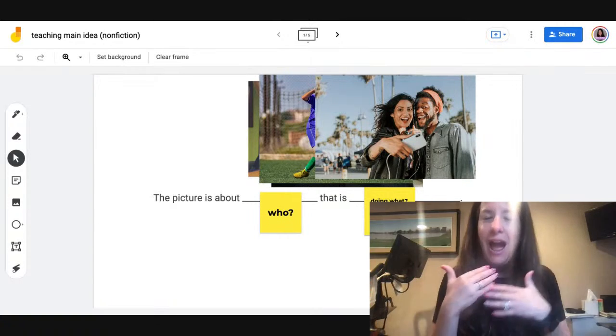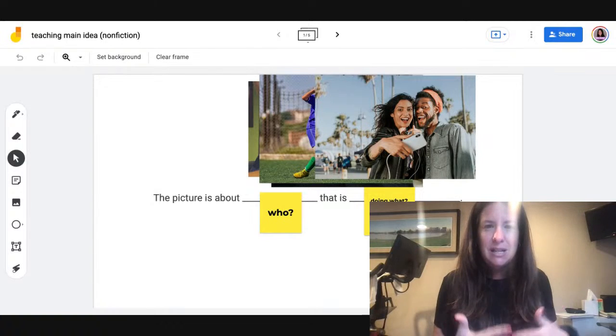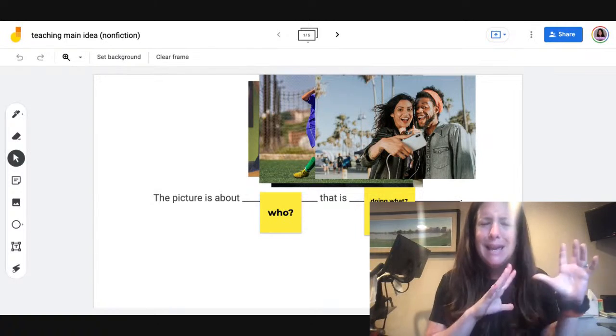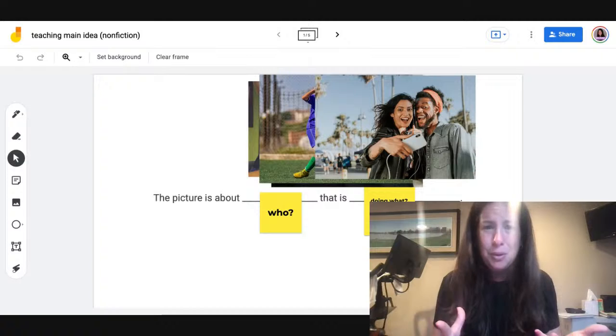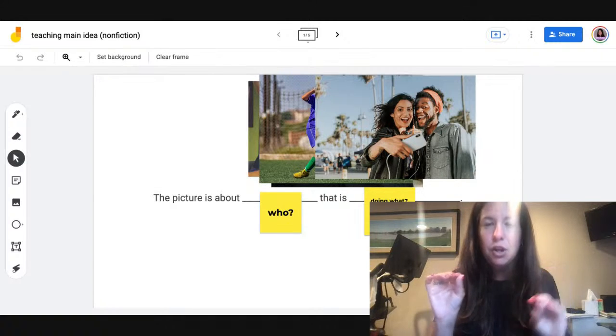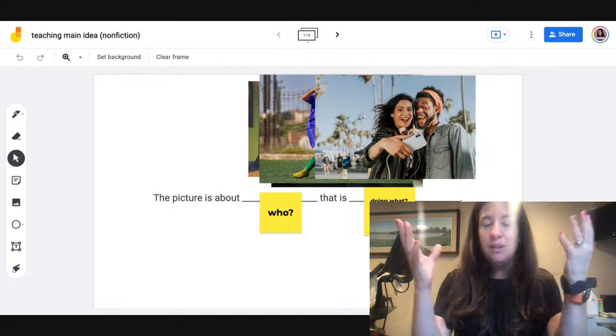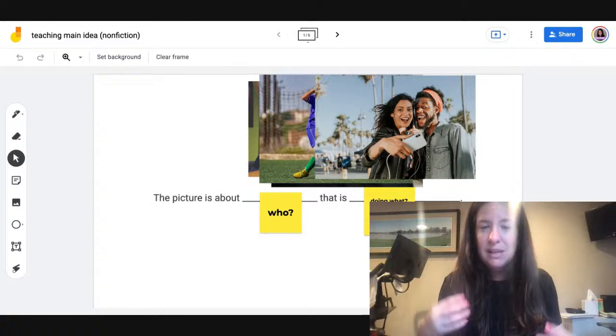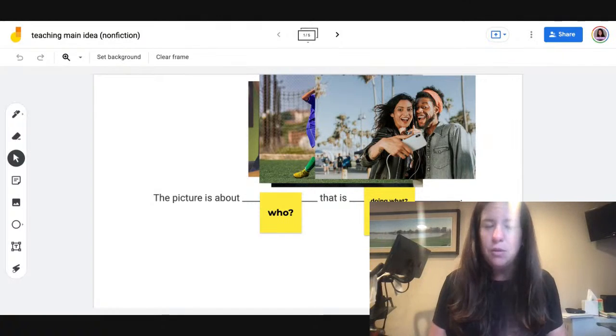And I like to use Jamboard to introduce these concepts, just like this one. You can easily import any picture from Google Images and then make a sentence strip, and they can easily insert it in. And you can easily scaffold it. You can give them the answer. They can sort it. You can then fade out the prompt, the scaffold, and have them do it on their own.